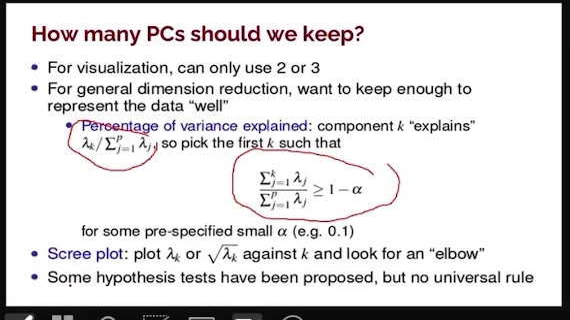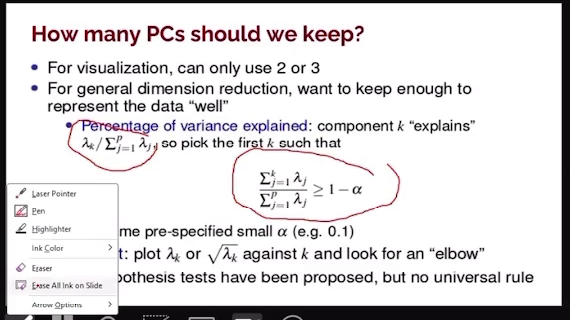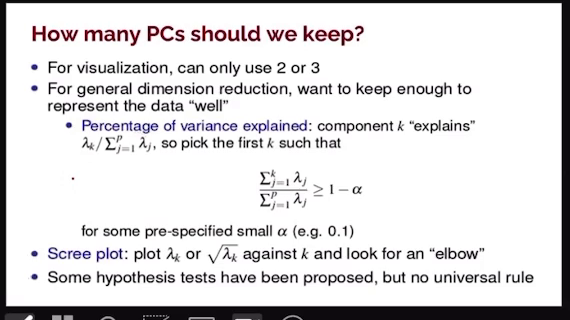We also have another way. You remember when we were dealing with clustering, we used the elbow as one of the criteria for choosing the optimal number of clusters. It also takes center stage here, but we call it the scree plot. We can look at the scree plot to know the optimal number. But let me tell you, some hypothesis tests have been proposed, but there is no universal rule.